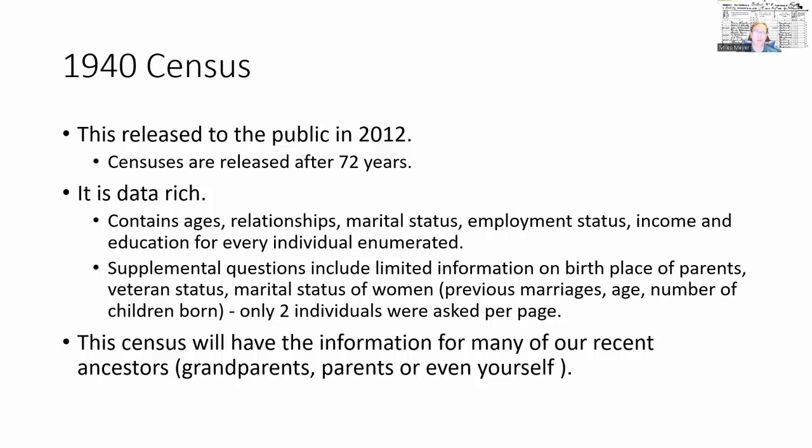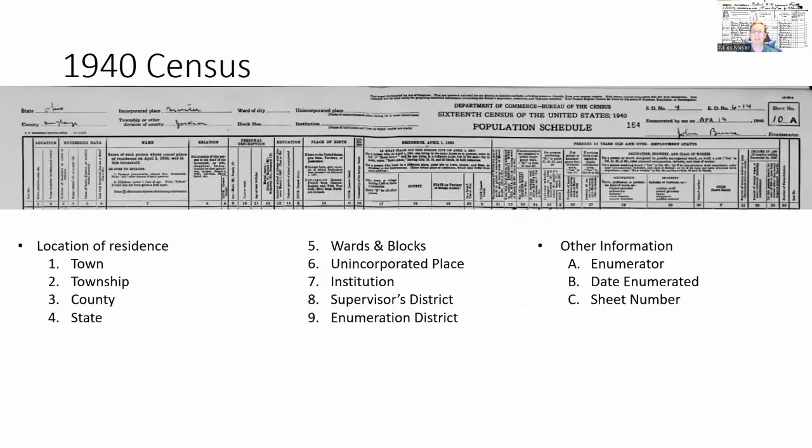And there are supplemental questions that include limited information on birthplace of parents, veteran status, marital status of women, or were they previously married, their age, number of children born for up to 2 individuals per census page. And the 1940 census will have the information for many of our recent ancestors, grandparents, parents, or even some of us. So when we look at the 1940 census, you get a lot of information.